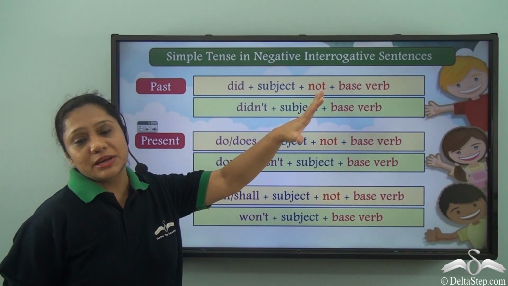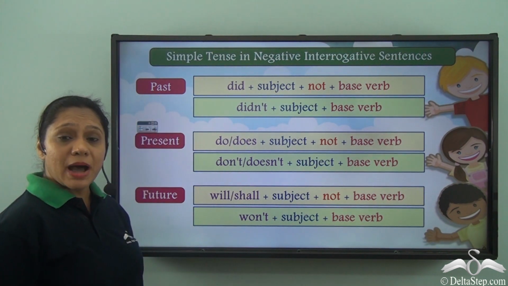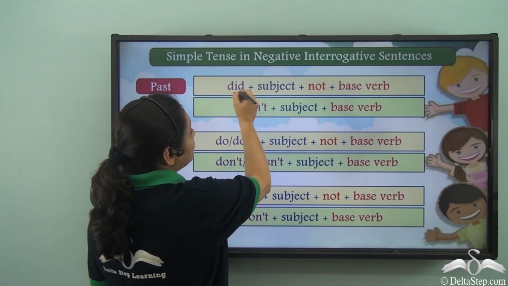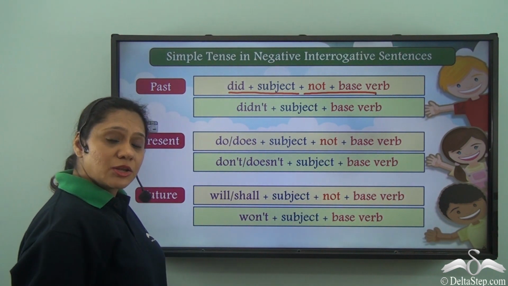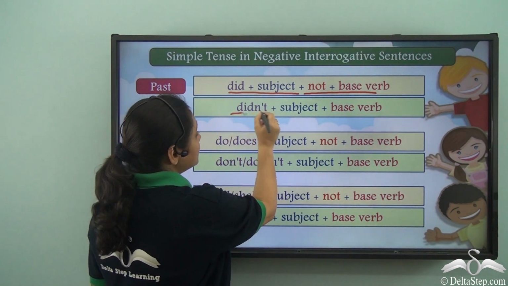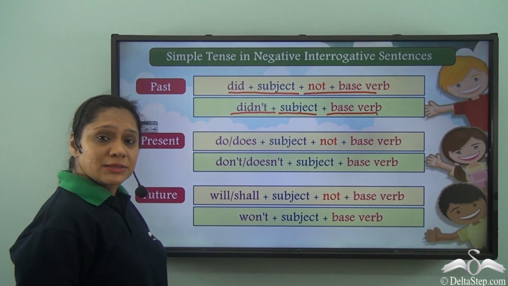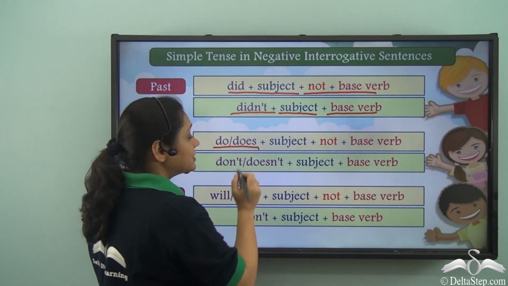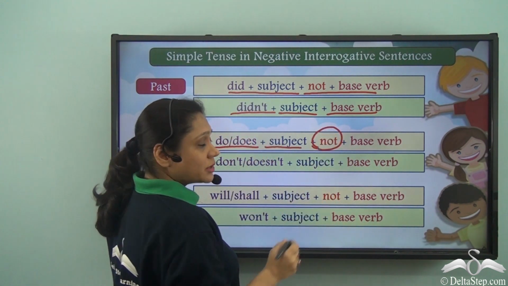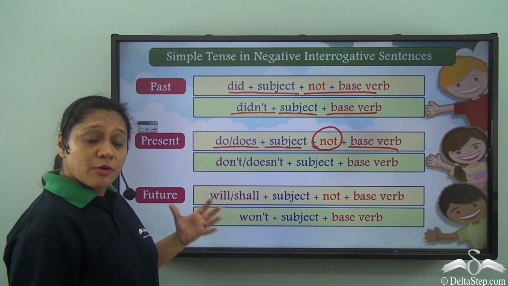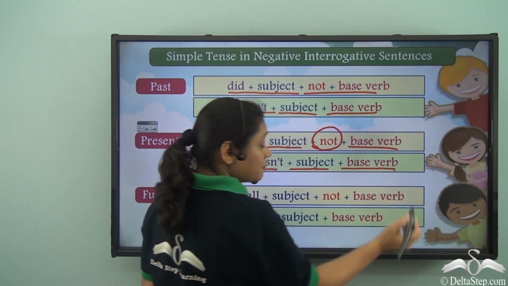The negative interrogative sentences can be written in two ways. What are the ways? In the simple past tense, we can write did followed by the subject, followed by not and then the base verb, or we can use the contracted form and write didn't followed by the subject and then the base verb. In the simple present tense, we can write do or does depending on the subject, followed by it, then followed by not and then the base verb, or we can write don't or doesn't followed by the subject and then the base verb.